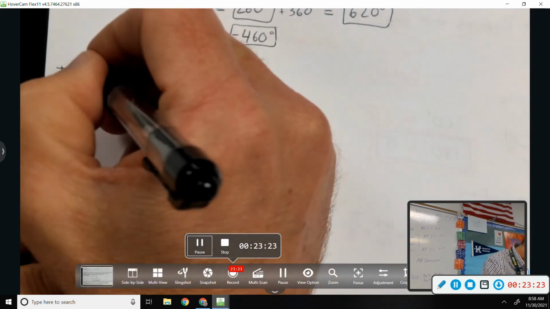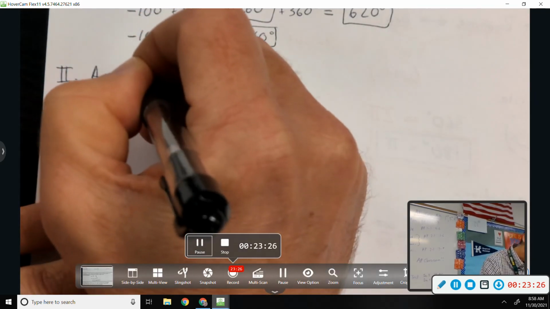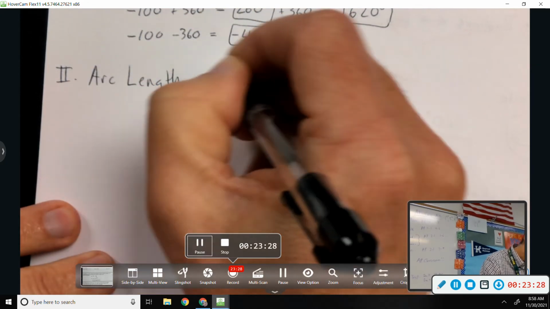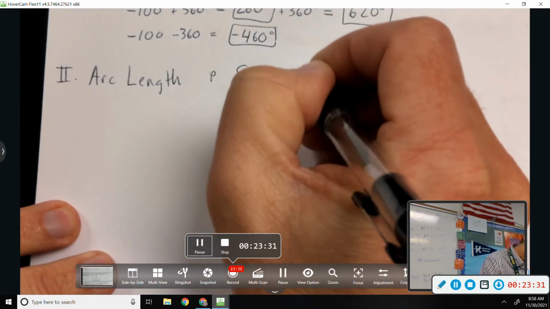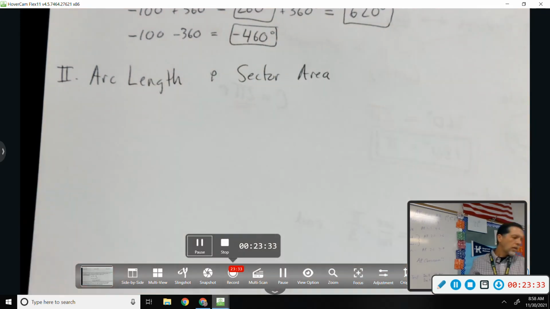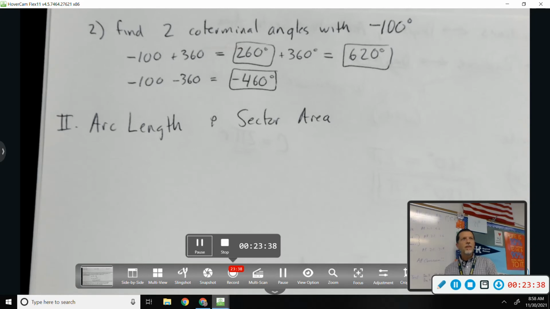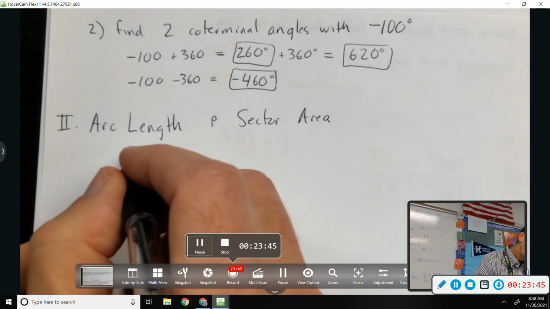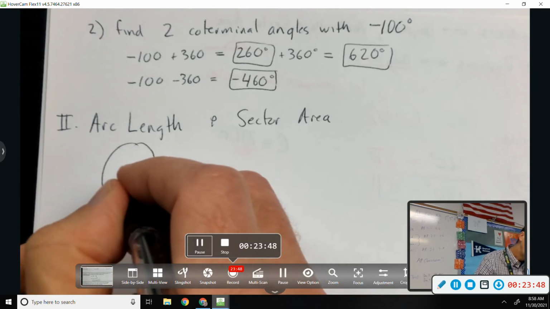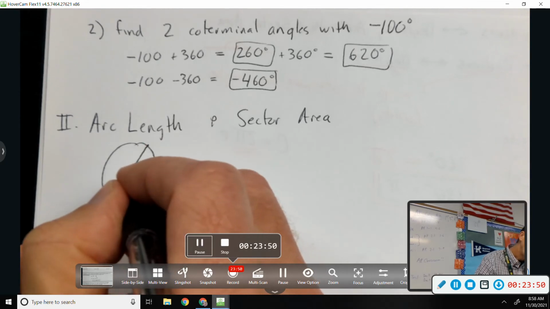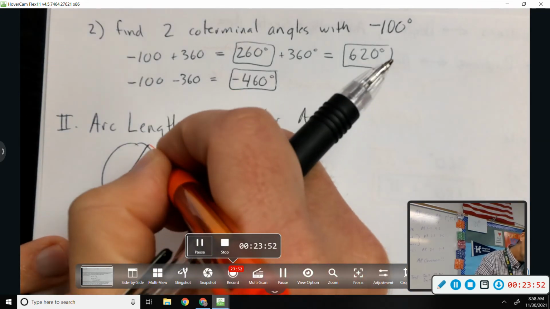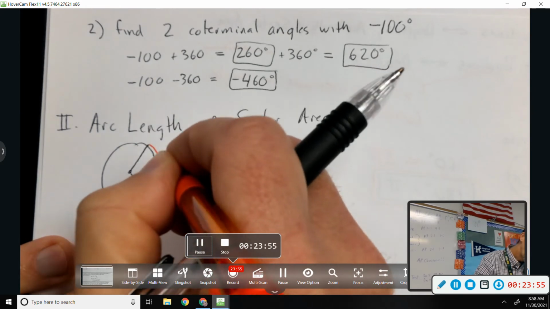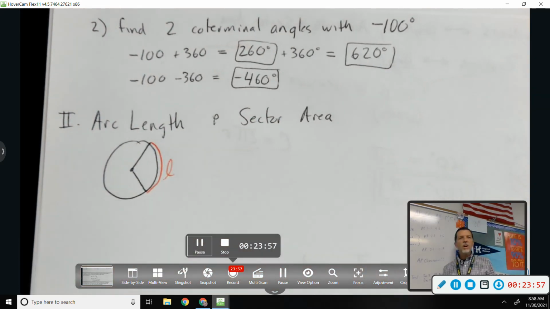All right, number 2. Roman numeral 2. Arc length and sector area. Arc length is a piece of the circle. So that would be arc length.